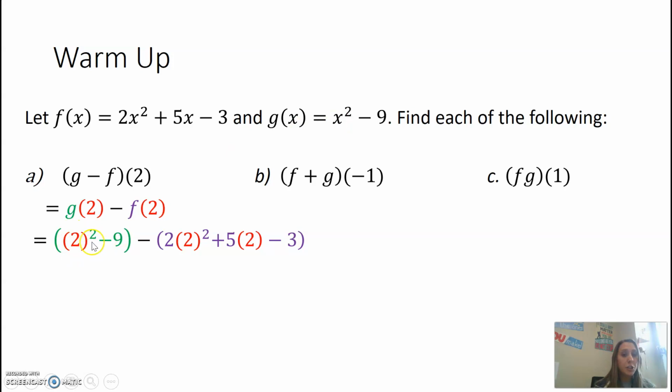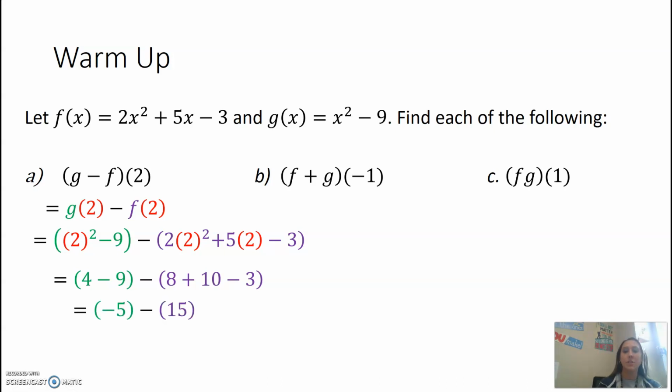with a 2. So I end up with 2 squared minus 9 minus, this comes from this right here, minus 2 times 2 squared plus 5 times 2 minus 3. Okay, so then I do the computations for that, so I get 4 minus 9 minus 8 plus 10 minus 3, which ends up being negative 5 minus 15, and I end up with negative 20. So hopefully you all got that.